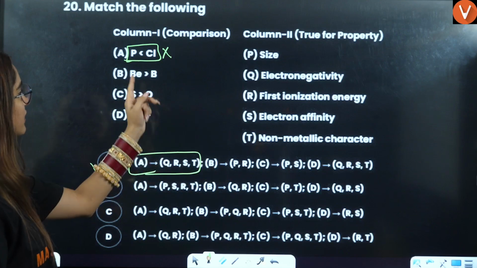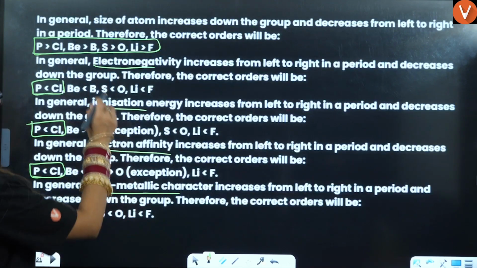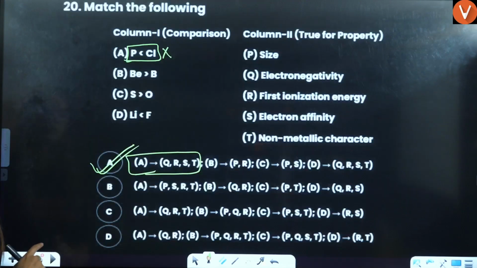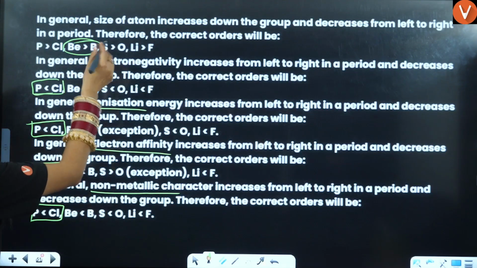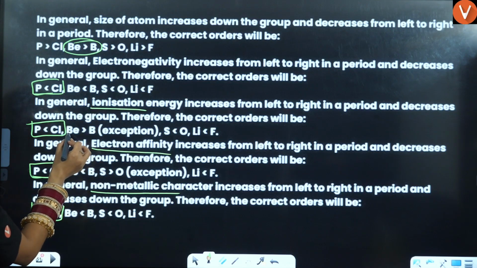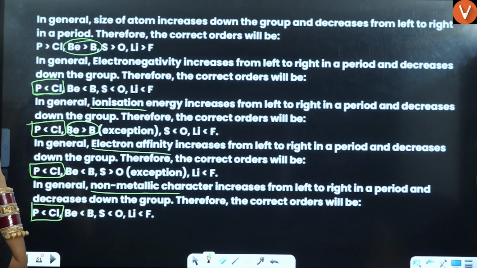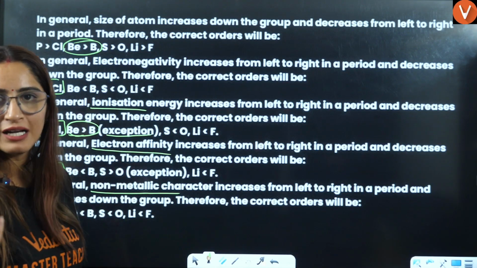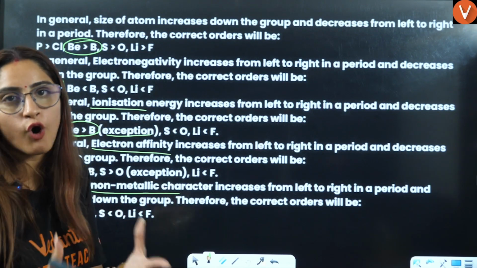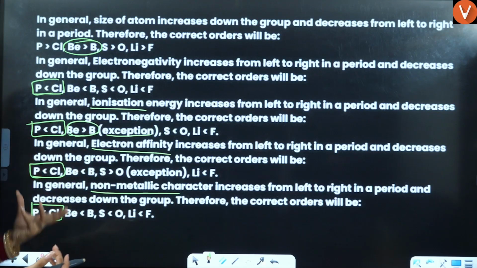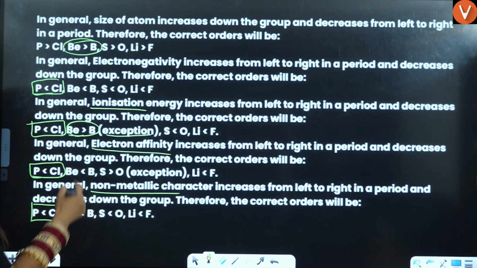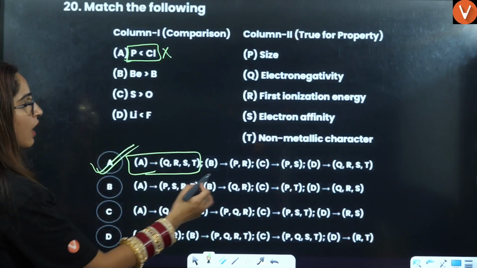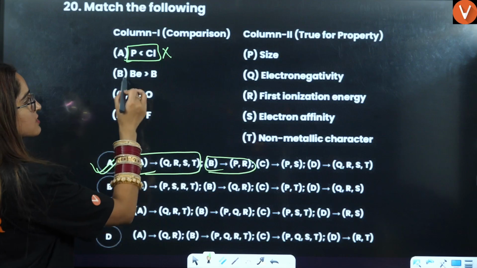For B, P and R are correct. If you talk about B here, beryllium is greater than boron. Here, what they are saying is size is greater and ionization energy is greater, right? That is an exception because of the fully filled orbital, it has greater ionization energy. Then all of the others are less. That is why only P and R are the correct ones, right?